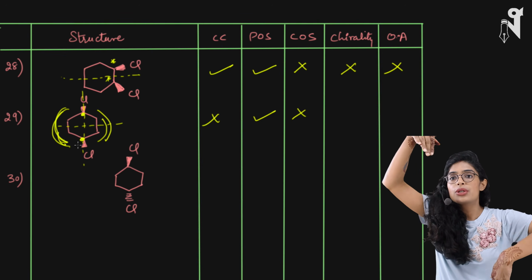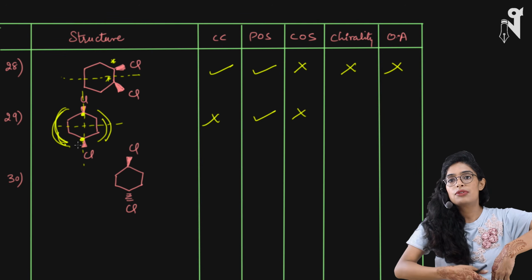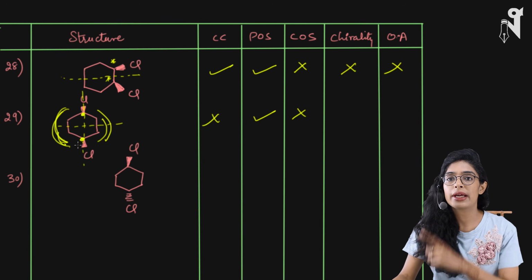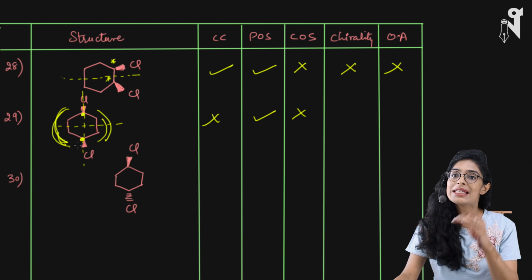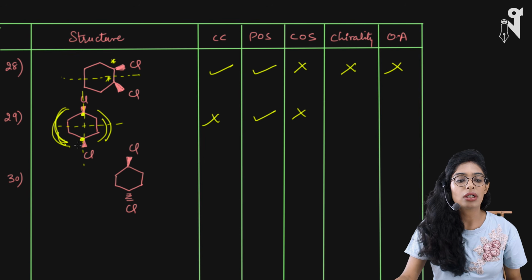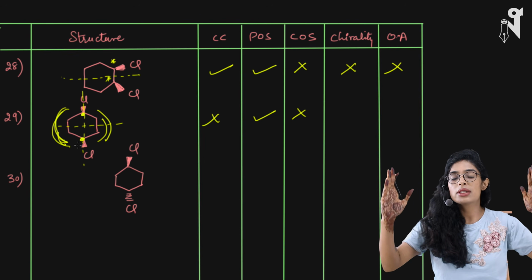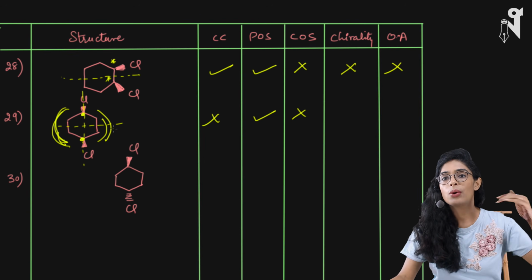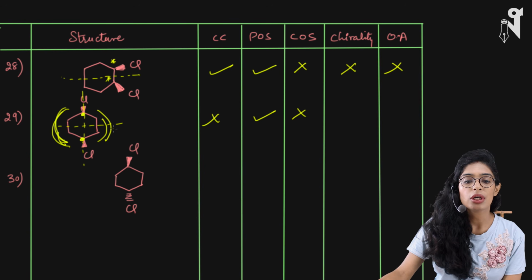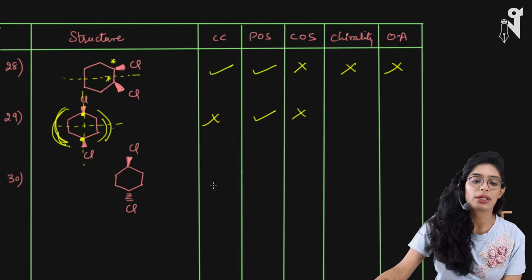One chlorine should be up, one chlorine should be down. That's how, from the center, if you pass the line, the two chlorines will be opposite. So there is chlorine present in the opposite direction, but on the same plane. We want it in the perpendicular plane. So no COS, no chirality, no optical activity.